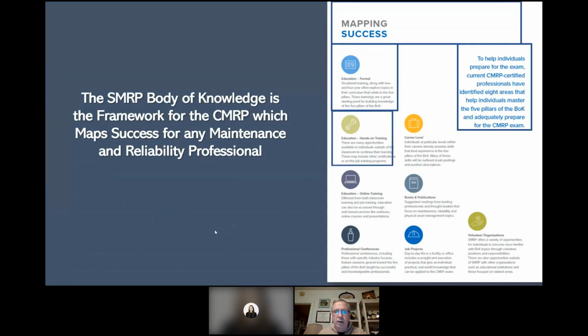Education, hands-on, training, many opportunities are available to people outside the classroom to continue their learning. May include other certifications, on-the-job training. Then career level: individuals at particular levels within their careers already possess skills that lend experience in the pillars of the body of knowledge. So a lot of things that I want to talk about, you're already doing. You already know it. And you may not know it exactly like SMRP, but I'm going to help you with that.